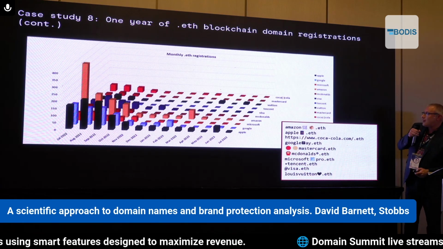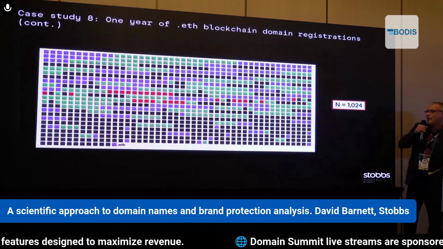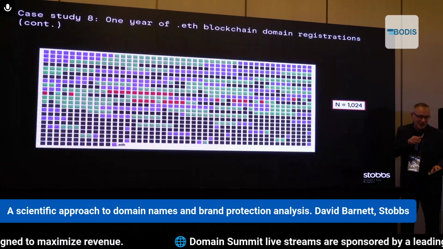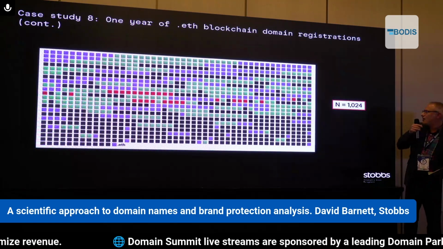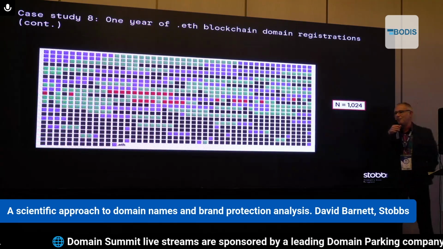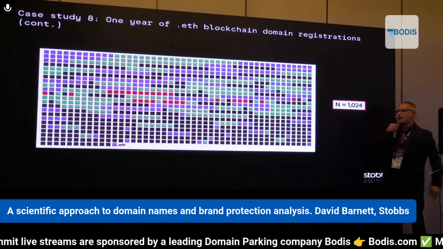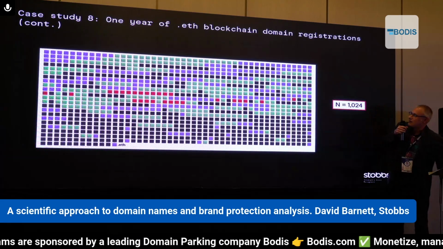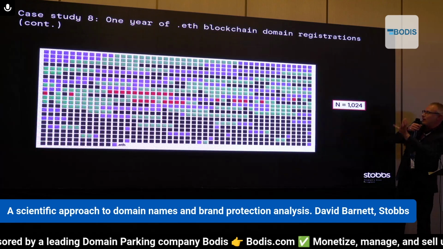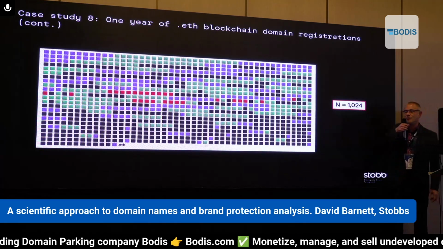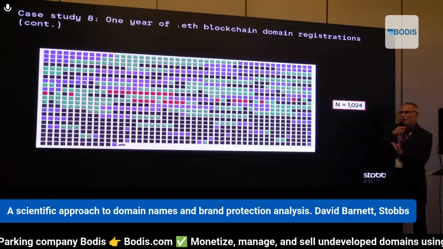The other trend we're seeing in the blockchain domain names is things like this. This is the last case study that I wanted to show you. So this is a 1,024 character domain name. Blockchain domains can be much longer than regular domains, and they can contain all of these special characters. And we started seeing things like this. So this is just the domain name. It's 1,024 characters, all consisting of colored squares. Anyone got any idea what this might represent?